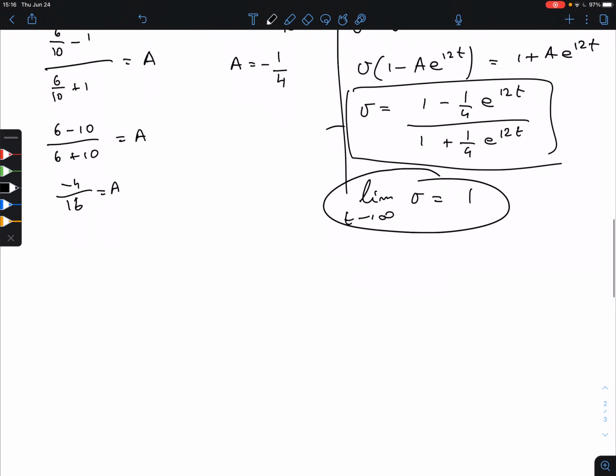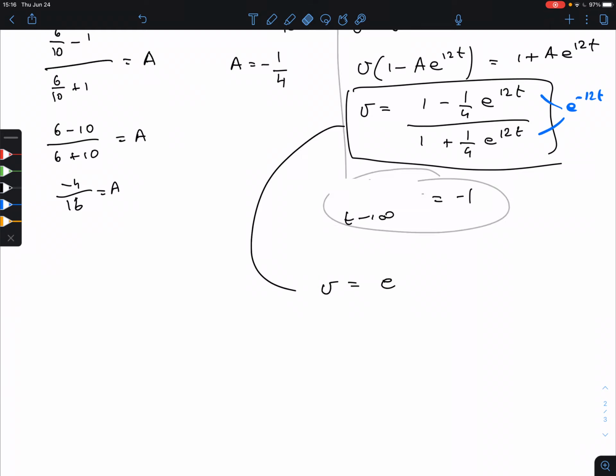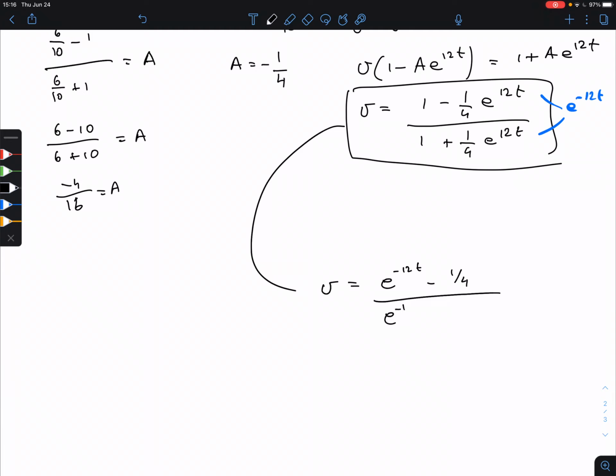So that's an example of, by the way, I said this very quickly, but I hope this is clear. This is clearer if you write it, which one often does, by multiplying top and bottom by e to the minus 12t. Of course, every term. Sorry, I jumped the gun here. Let's do the calculation. So with e to the minus 12t, we get e to the minus 12t minus 1/4 over e to the minus 12t plus 1/4. That's the result of what I just said.